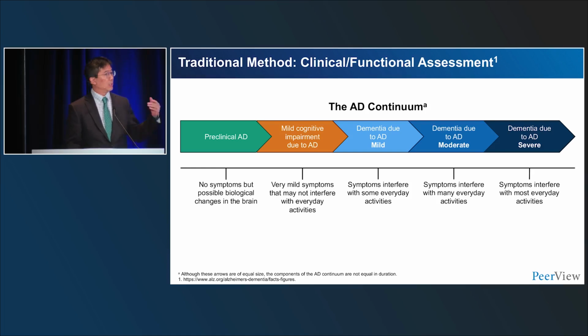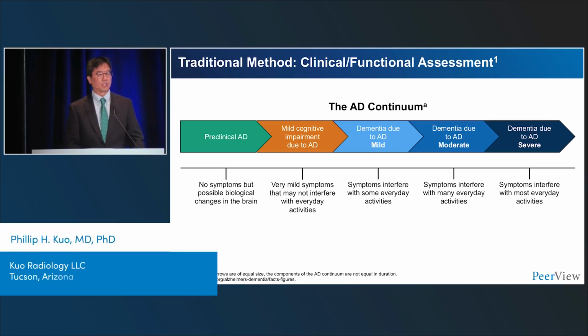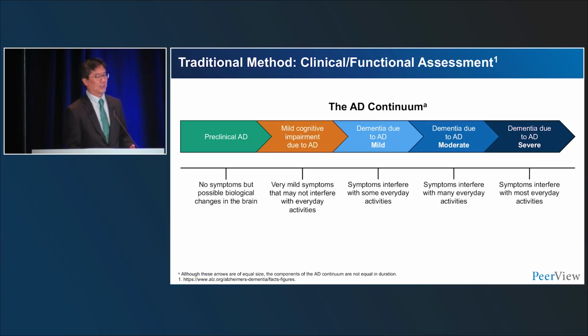To start, let's take a stroll back in time. This was the traditional method. I'm a retired internist, so back in the day when I was taught about how to assess Alzheimer's disease, it was clinically and functionally, all right? We went from preclinical AD, where there were no symptoms, but if someone were to pass away at that time and you were to look at their brain, they had amyloid, and then mild to severe in that continuum, depending on how they interfered with everyday activities.